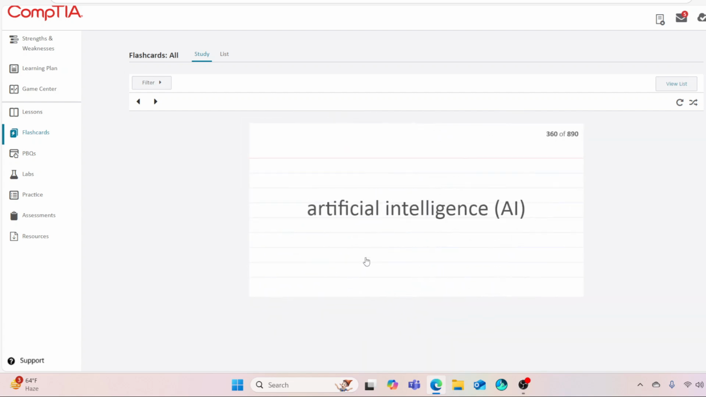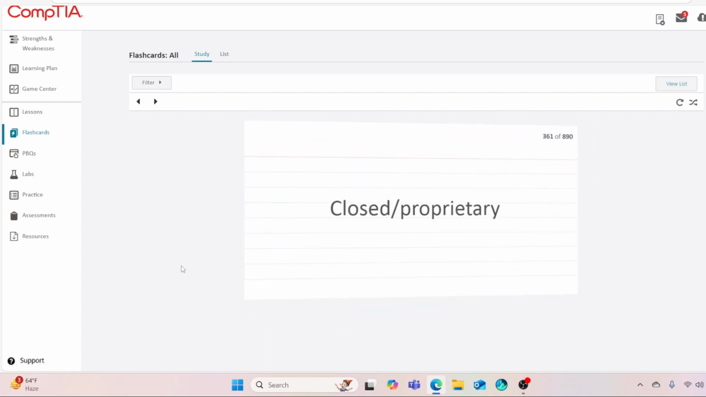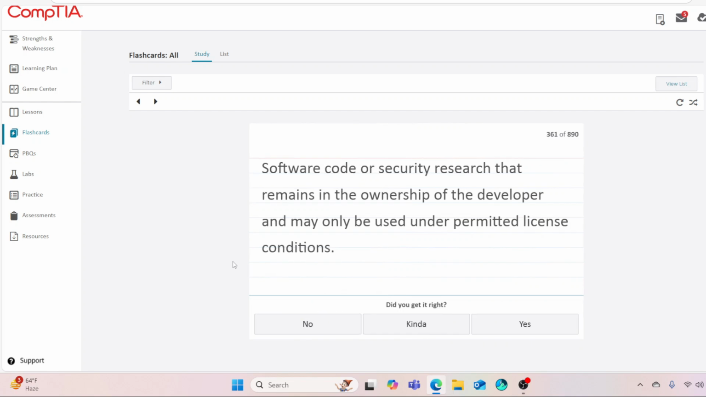Artificial intelligence. The science of creating machines with the ability to develop problem-solving and analysis strategies without significant human direction or intervention. Closed proprietary. Software code or security research that remains in the ownership of the developer and may only be used under permitted license conditions.